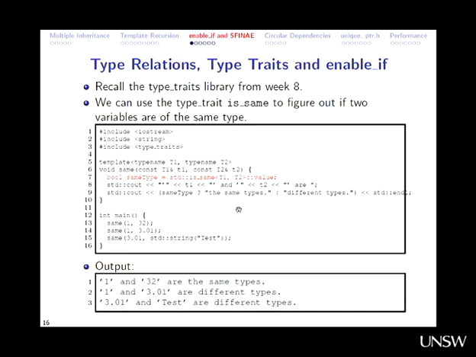And so if we run through 1 and 32, well, 1 is an int and 32 is an int, so they're the same type. 1 and 3.01, are they the same type? They're not the same type because 1 is an int and 3.01 is a double. Okay? Now, if I had a function called same, so additional function called same, and it took an int and say took another int, what would it get called?